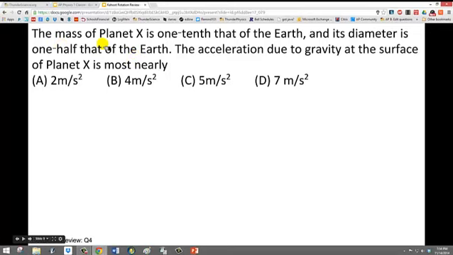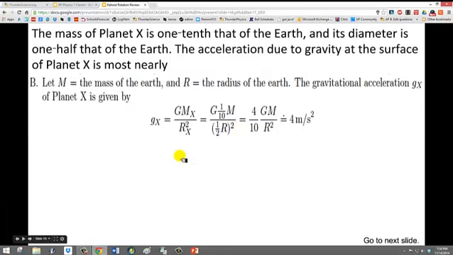It says the mass of a planet X is 1/10 that of the Earth and its diameter is 1/2 that of the Earth. What would the acceleration be at the surface of planet X? And the answer comes out to be 4. And so here's the solution to it.